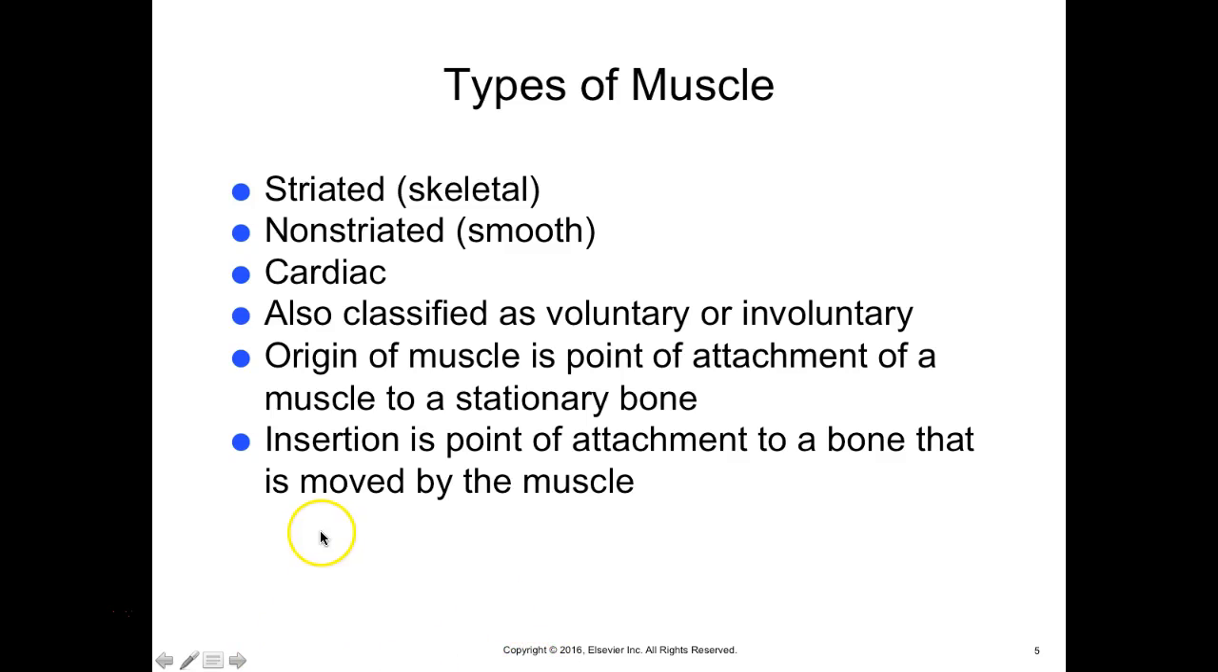And then we have the origin and insertion of muscles. So origin is the point of attachment of the muscle to a stationary bone, and then the insertion is attachment to the bone that is moved by the muscle.